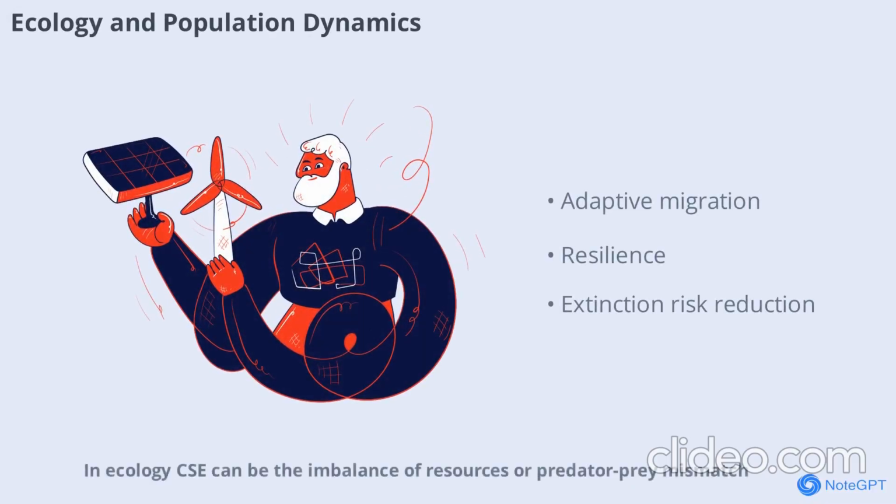In ecology, CSE can be the imbalance of resources or predator-prey mismatch, while CEC acts as a local carrying capacity or regulatory mechanism. This enables populations to adapt migration rates, dormancy, or reproduction in response to environmental changes, reducing extinction risk and promoting ecosystem resilience.